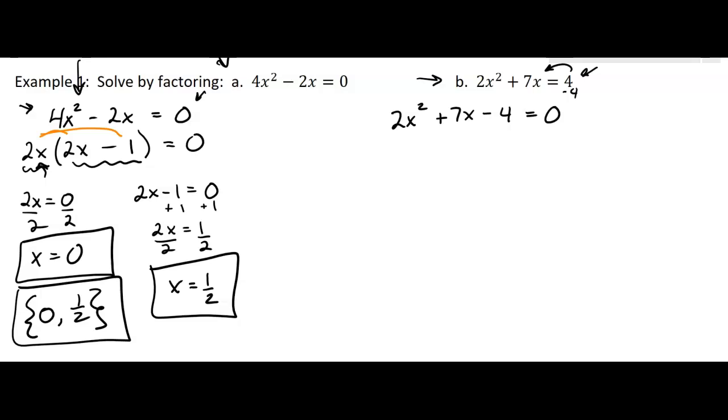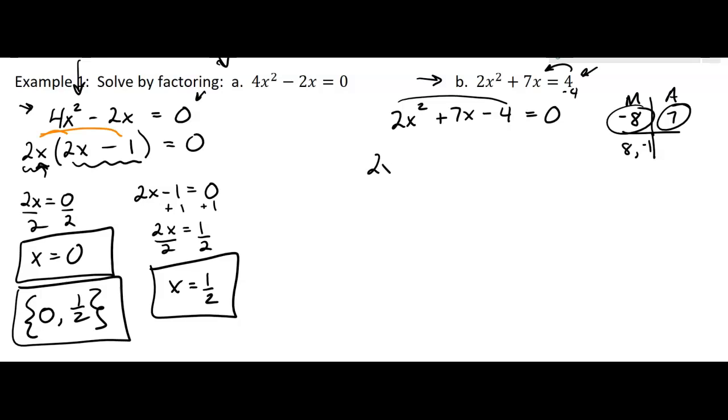And then I have to factor this. Now, I'll go through the factoring here. I'm going to use the AC method. You could use trial and error. It would work nicely, but just in case you're wondering about the AC method, I need two numbers that multiply to be -8 and add to be 7. Those two numbers are 8 and -1, right? 8 times -1 is -8, and 8 plus -1 is 7. Okay, so those are the numbers.